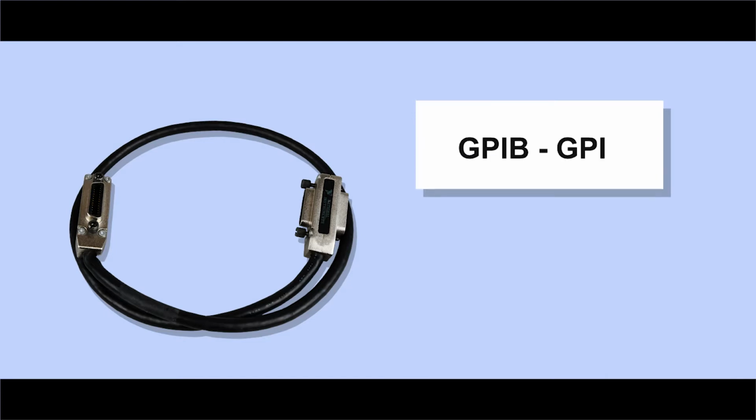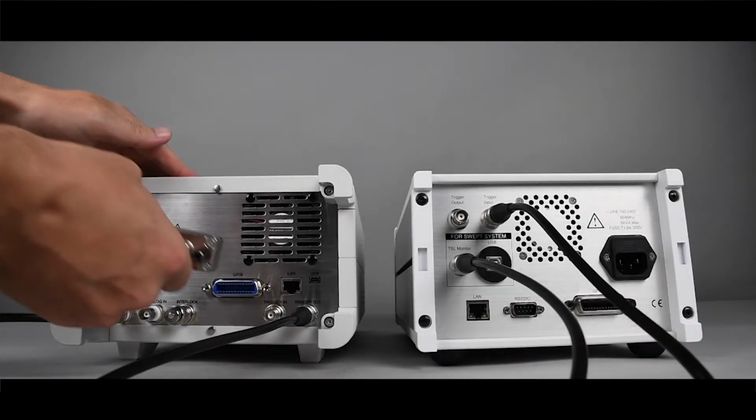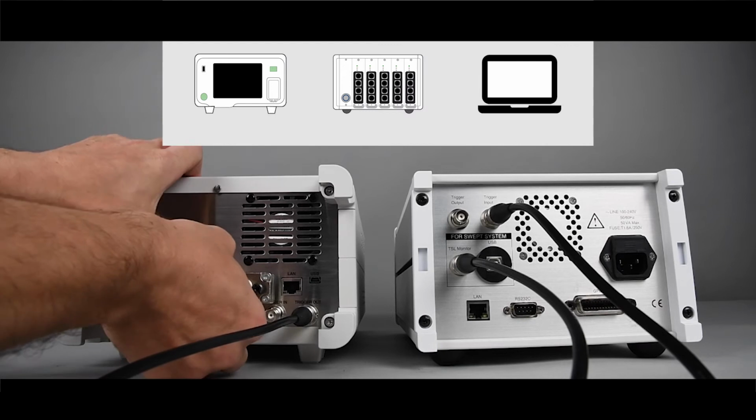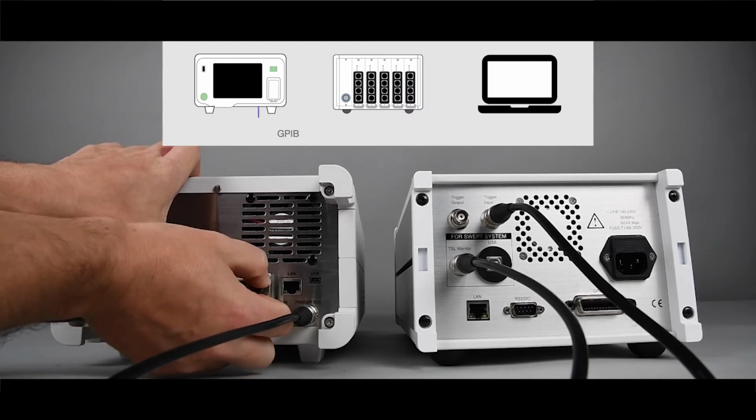The GPIB-GPIB cable allows the TSL and MPM to use the same GPIB port while maintaining their own respective addresses. For that, just connect the GPIB-GPIB cable between the TSL and the MPM.